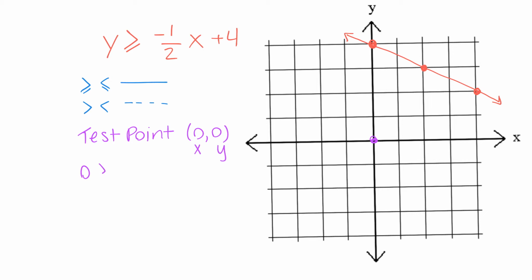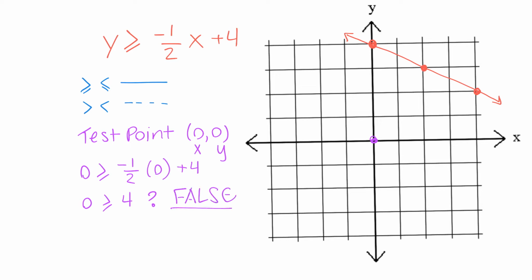So 0 is greater than or equal to negative 1/2 times x plus 4, and I'm testing 0 for x. So 0 is greater than or equal to negative 1/2 times 0, which is 0. 0 plus 4 is 4. Is 0 greater than or equal to 4? And the answer is no. This is a false statement.